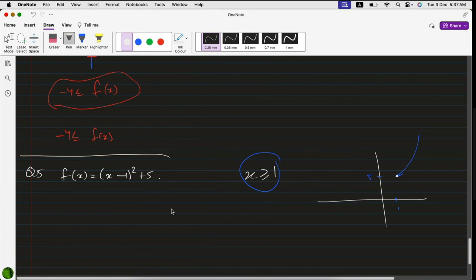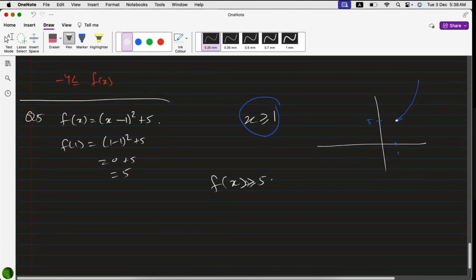It's a coincidence that the turning point is x = 1, y = 5. It is at the turning point. So when we substitute x = 1, we are just getting f of x as 5. So the range is also f of x greater than 5.